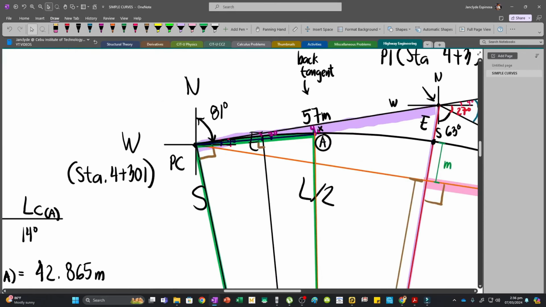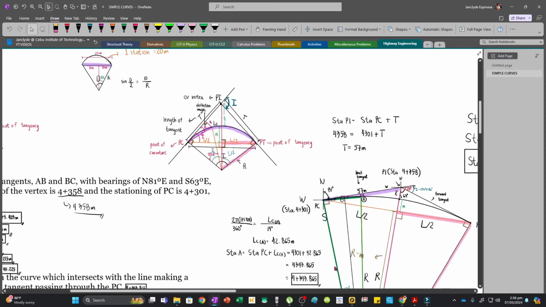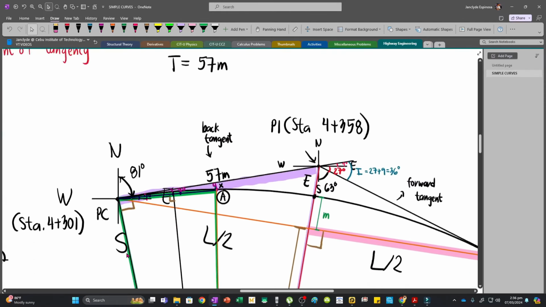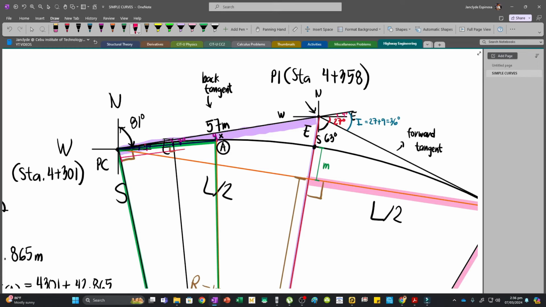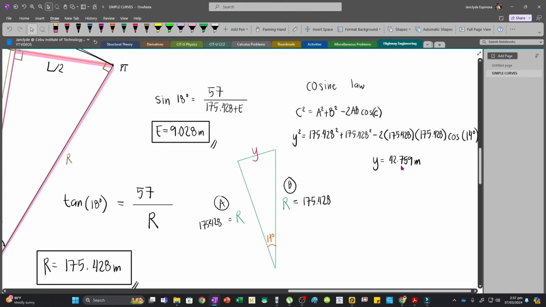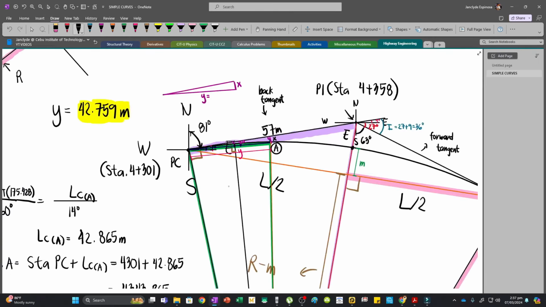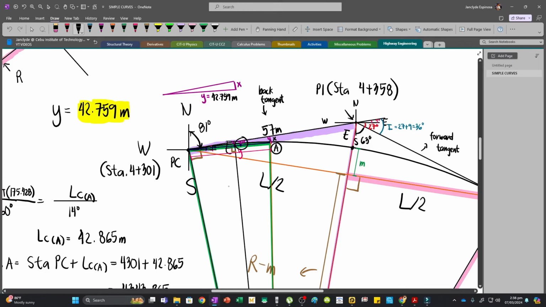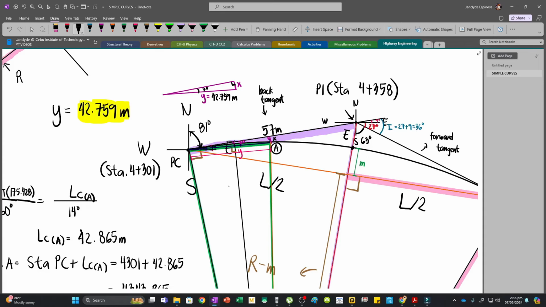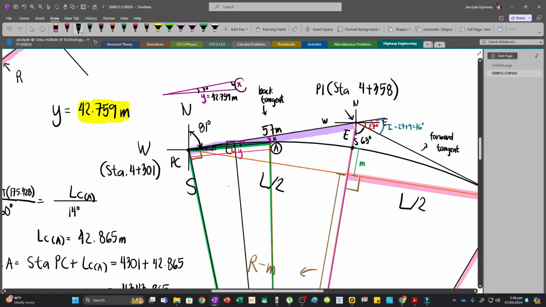To solve the distance x, we will use the sine function, because the distance we obtained earlier, y, is actually this distance from here up to here. And so this is another right triangle. If I redraw that, this is x, and this is y, which is 42.759. And our angle is 7 degrees. Since this is perpendicular, this will be our hypotenuse, and this is our opposite side.